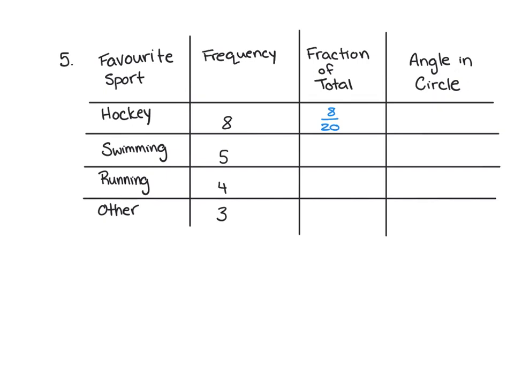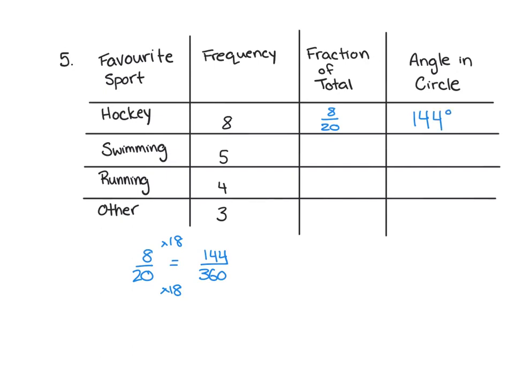The next step to figure out the angle of the circle is to take that fraction and make it into a fraction out of 360. Fortunately, we already used these numbers, so we know that 20 times 18 is 360, and then we have to multiply 8 by the same thing, which gives us 144. So it would be 144 degrees.